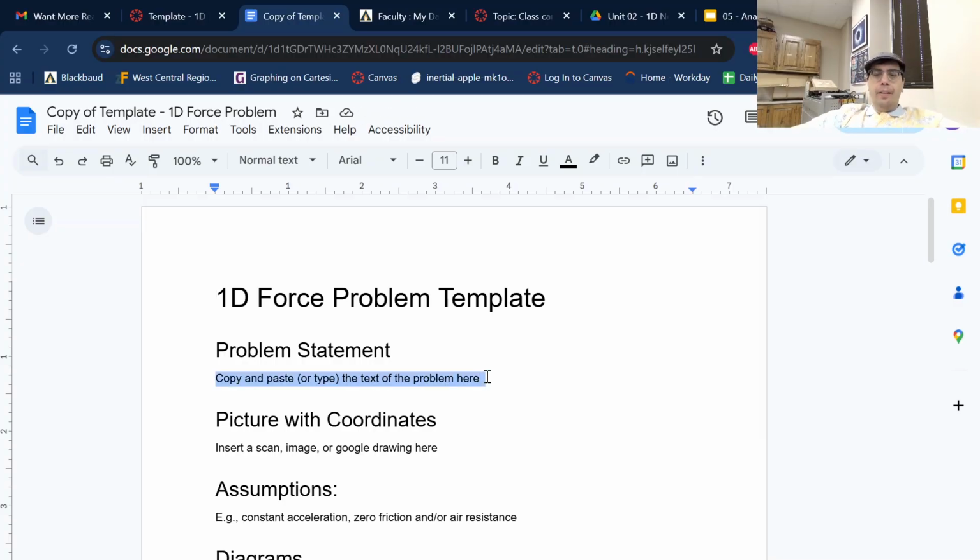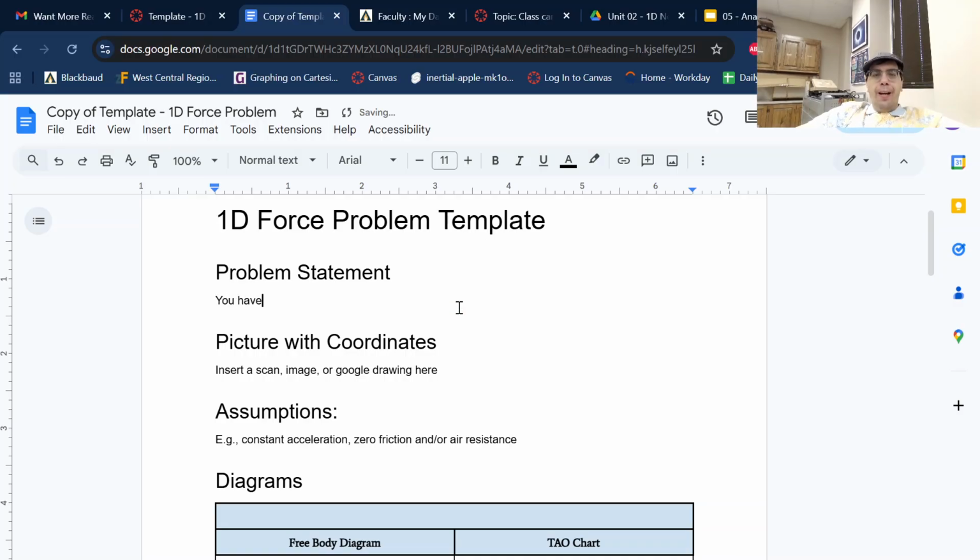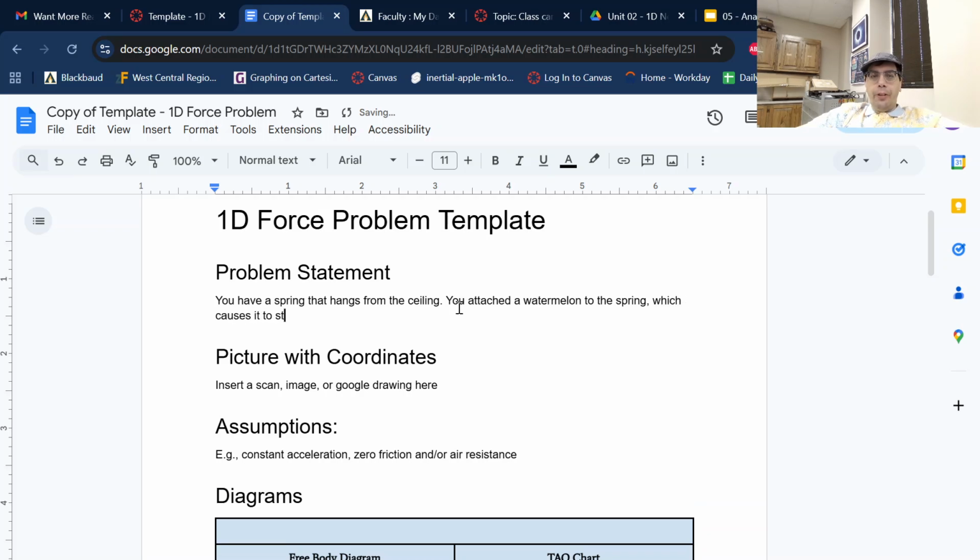Let's see. You have a spring that hangs from the ceiling for some reason. Don't worry about why. You attach a, what is a thing you could attach to a spring? A watermelon, to the spring, which causes it to stretch by say 12.5 centimeters. First of all, let's go back here and figure out the mass of a watermelon. What do you think?